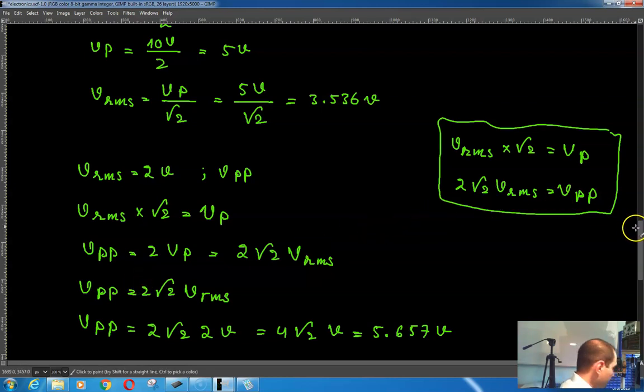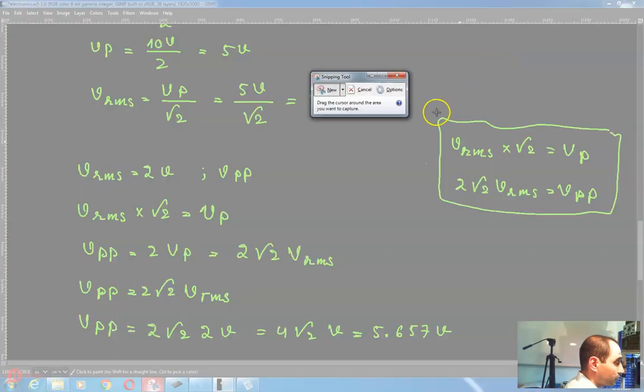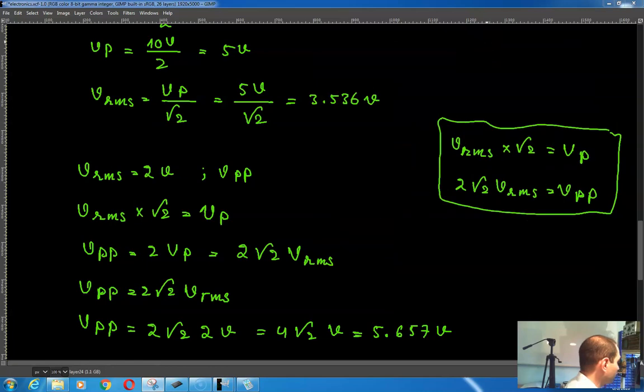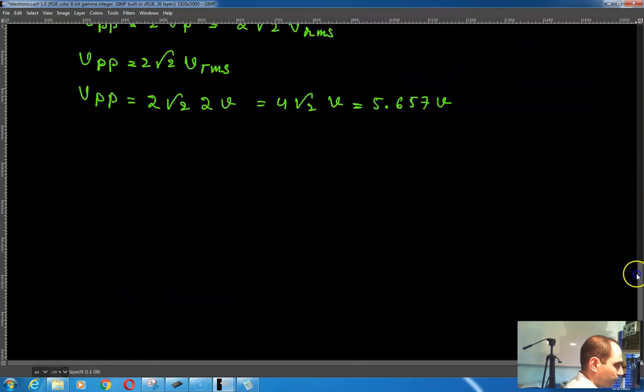As another example, let me write these down somewhere, or I'll simply make a screenshot here. Okay, so now let's suppose that you have another wave in which V of PP, the peak to peak voltage, is equal to 220 volts, and you're looking for V of RMS. What is it equal to?